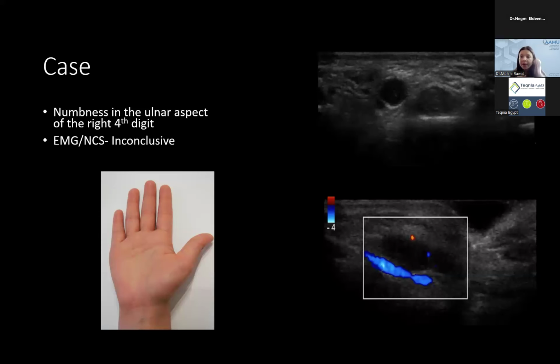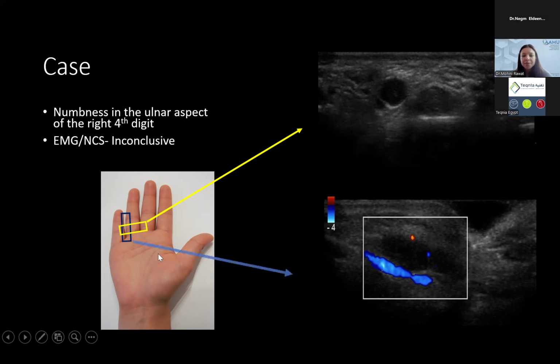Then going a little bit distal in the digit itself. So you go in the digit, short axis and long axis. In short axis, this is the flexor tendon of the fourth digit. So you see this round hypoechoic mass. That's what we see in short axis. When we go long axis, we see this image. This is the same mass in long axis view. You can see it's next to a blood vessel.